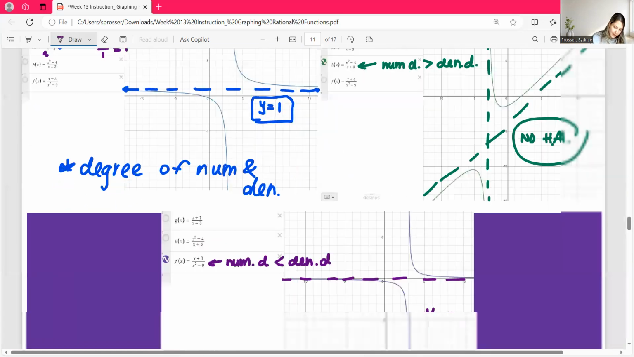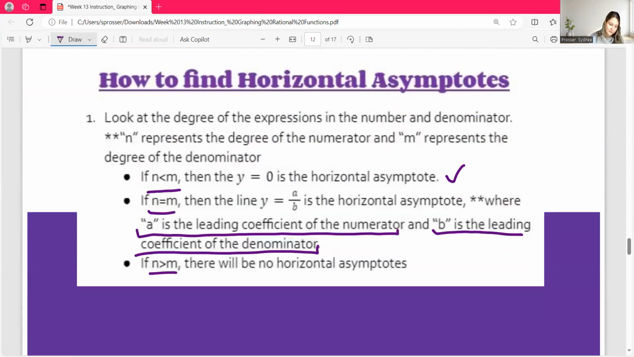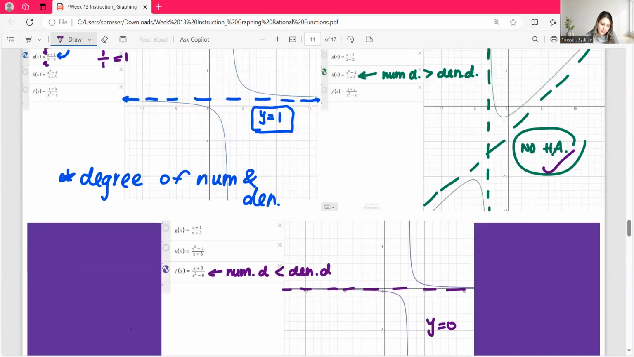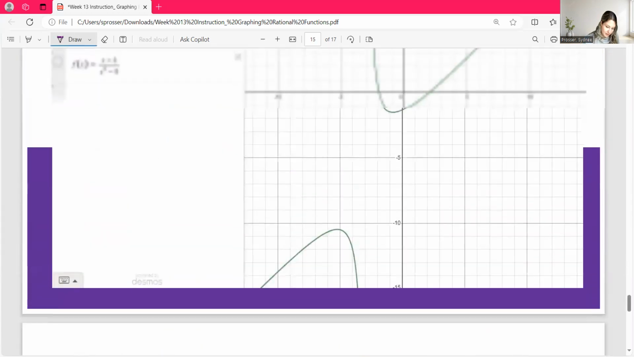And then we have less than, equal to, and now we can talk about greater than. If the numerator degree is greater than the denominator degree, then there will be no horizontal asymptote, which we saw in the one with the slant asymptote right here. Okay, so I've got 3 examples. I believe we can check them out.